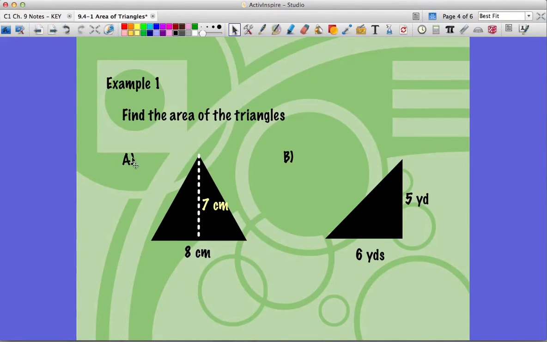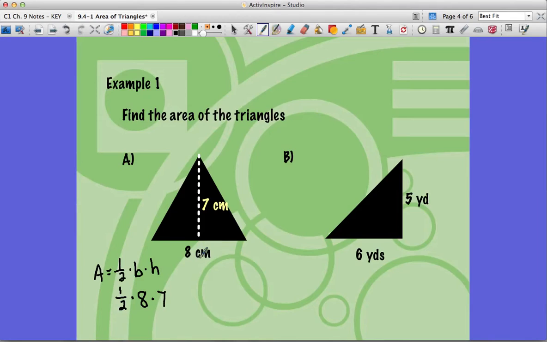All right, so for A, this is an equilateral triangle and it doesn't have a straight side to use as its height. So it gives us the dotted line from the top point down to the base. So the height of this triangle is 7 meters. So we write down our area formula, which is area equals half times base times height, and then we fill in our pieces. Half would stay the same, times base. The base of our triangle is 8 centimeters. The height of our triangle is 7 centimeters.